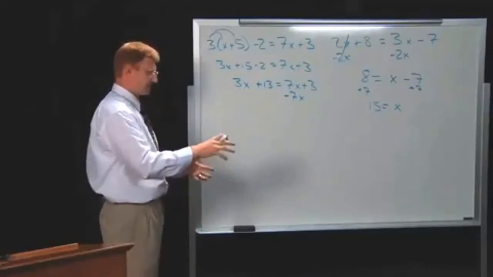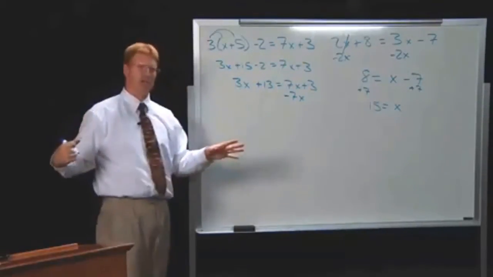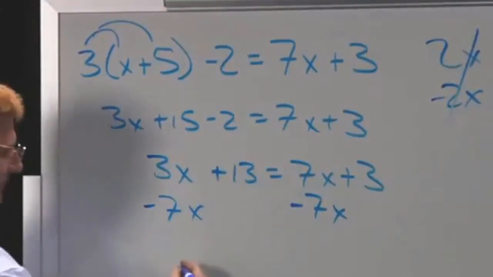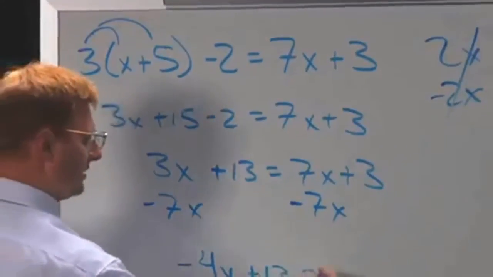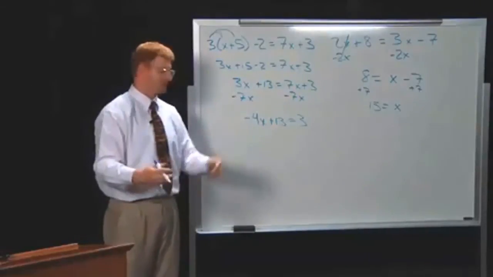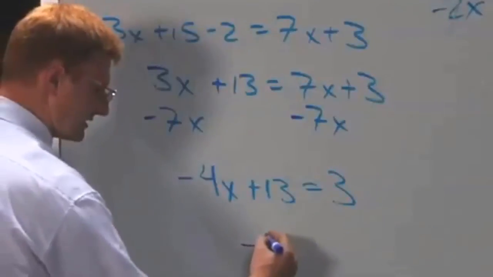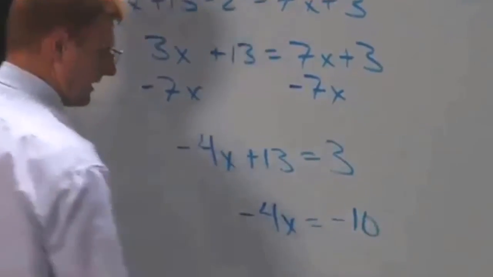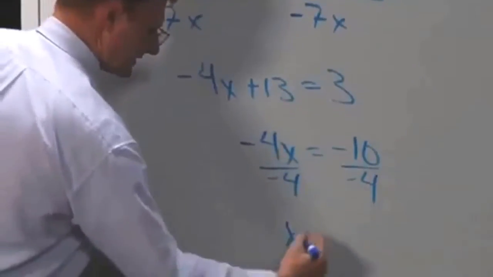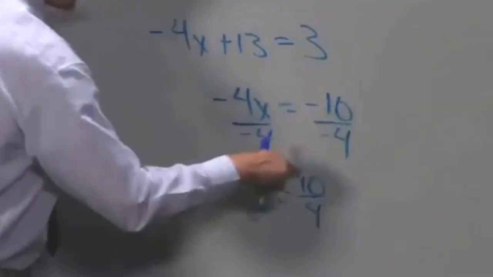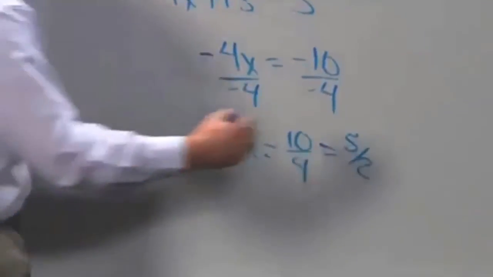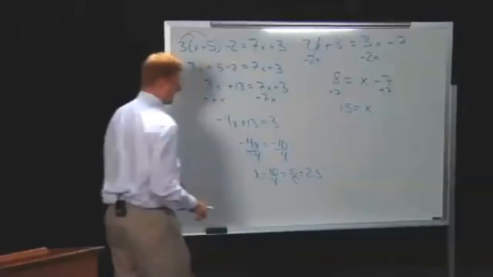It's like having that balance and just saying, you know what, here we're kind of balanced. Let's take that much off of that side of the balance. Subtract 7x here, and we now have negative 4x plus 13 equals 3. Now that the x is together, we can peel off just like we normally did. Subtract 13 from both sides. And then we divide by negative 4. We have x equals, two negatives cancel, give you 10/4, which reduces to 5/2. Or if you punch that in your calculator, 2.5.